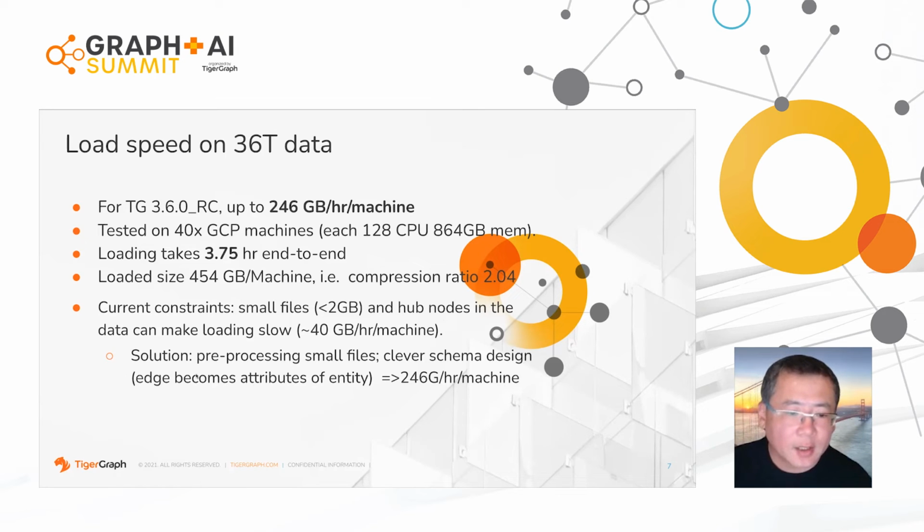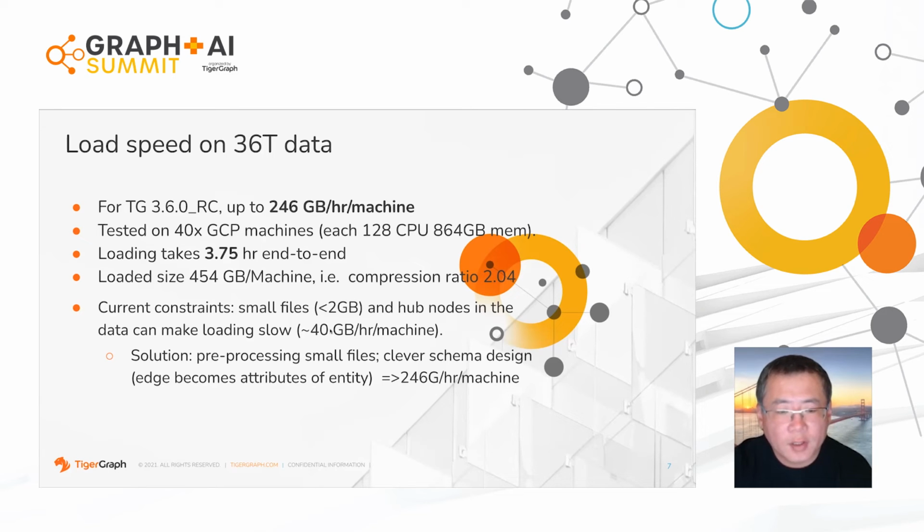Here are some insights that we concluded during our experiments. Currently we notice the data generator generates many small files. We define small files as files with size less than 2 gigabytes. If you use those small files directly, or some graph hub nodes in the data, both factors will trigger a slow loading. If we don't do any pre-processing, the loading will only reach 40 gigabytes per hour per machine.